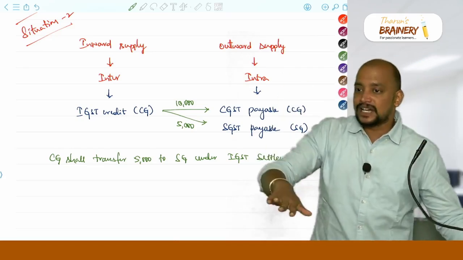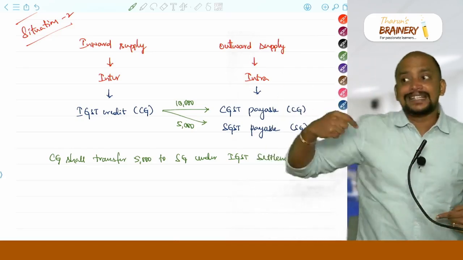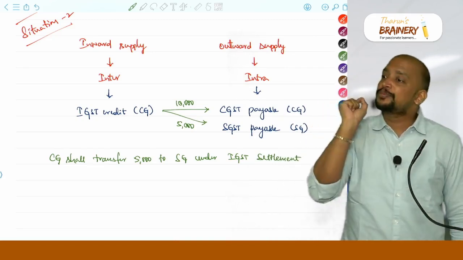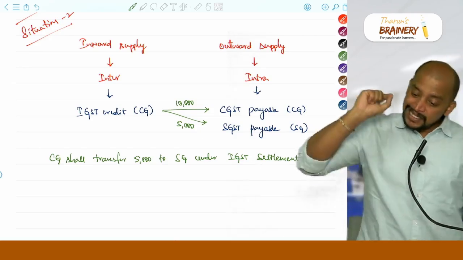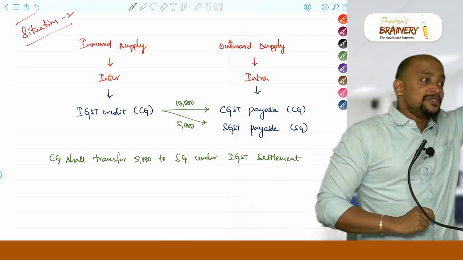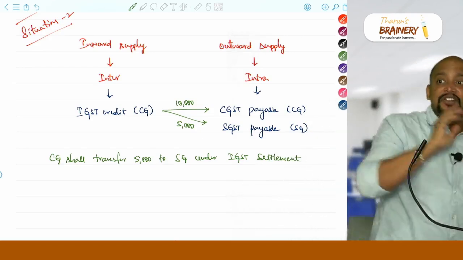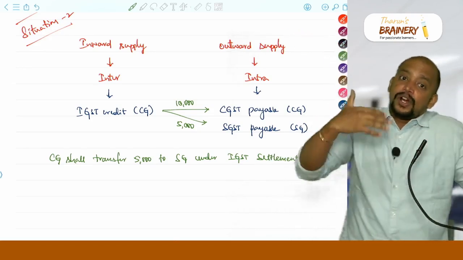And in that GSTR1, if it is a B2B transaction, what is B2B? Sale to registered person, I have to report it invoice wise. The moment I report invoice wise, government will know that it's a B2B transaction, so they will not distribute that 50%.